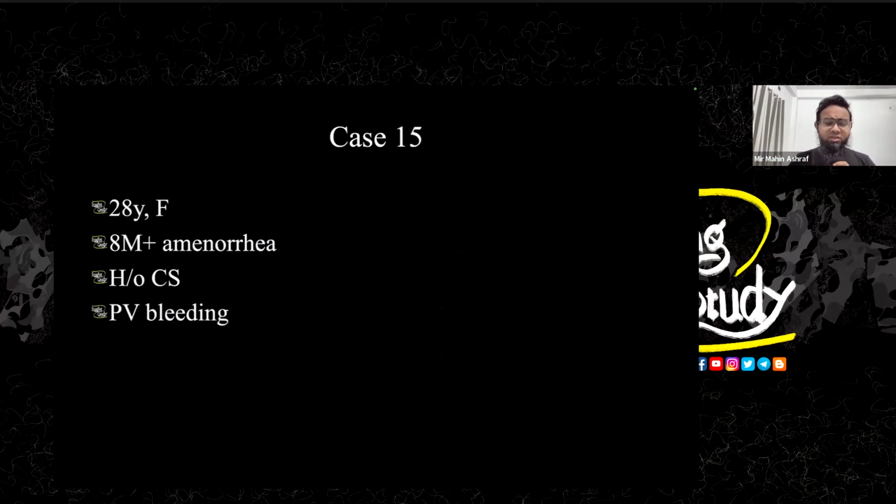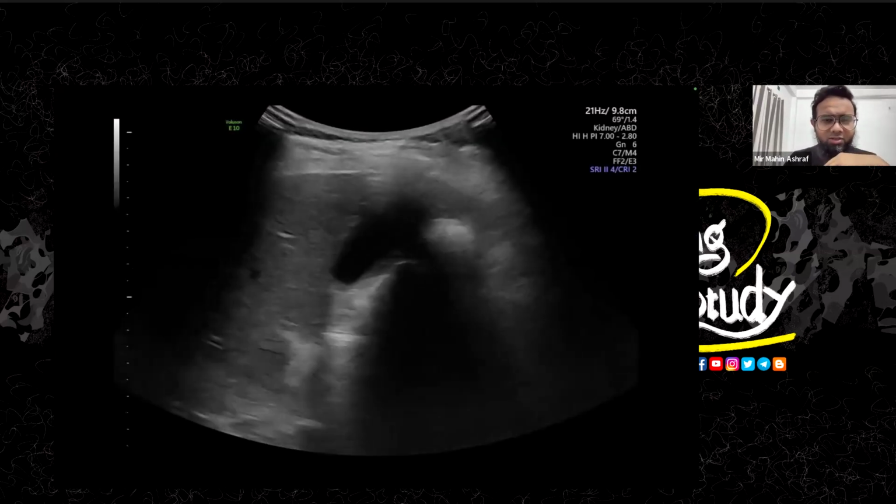So this is the 15th case, and let's start with a 28-year-old female patient with 8 months plus amenorrhea with a history of cesarean section. So the previous patient had amenorrhea, so I thought she was a pregnant patient. That wasn't. Oh yeah, that was a pregnant patient, I think. Yeah, it was. I think I have made a mistake in this case. Yeah, I'm sorry. It was a gallbladder case.